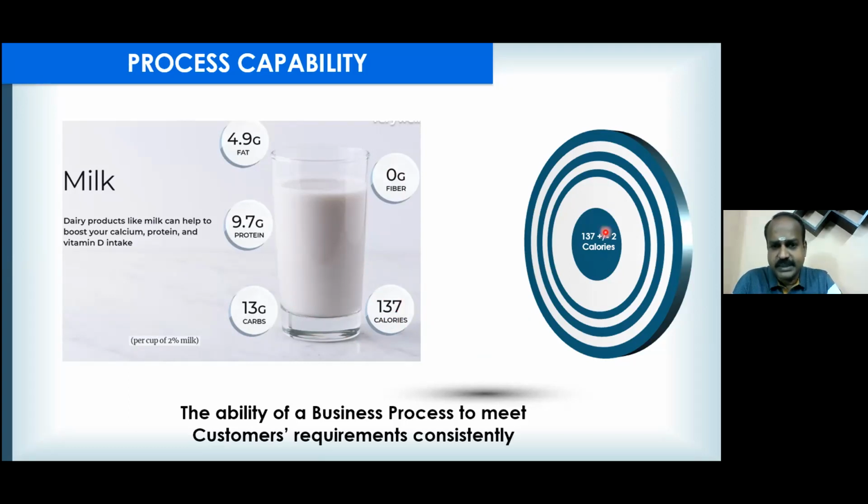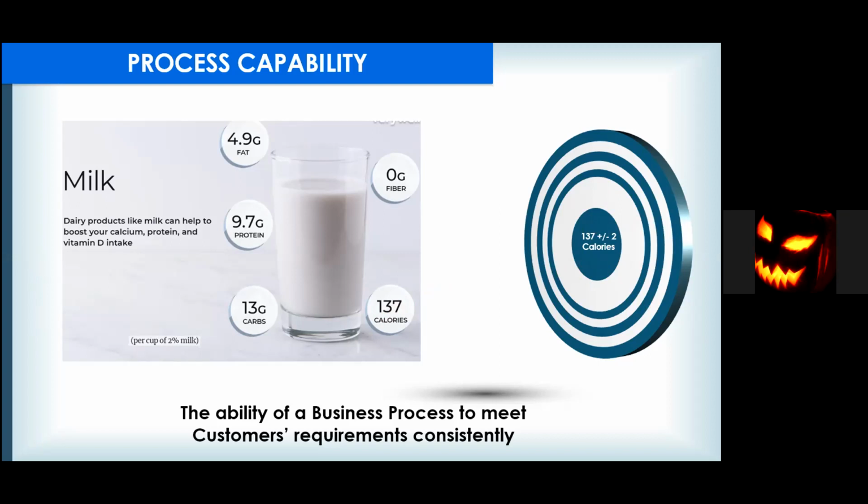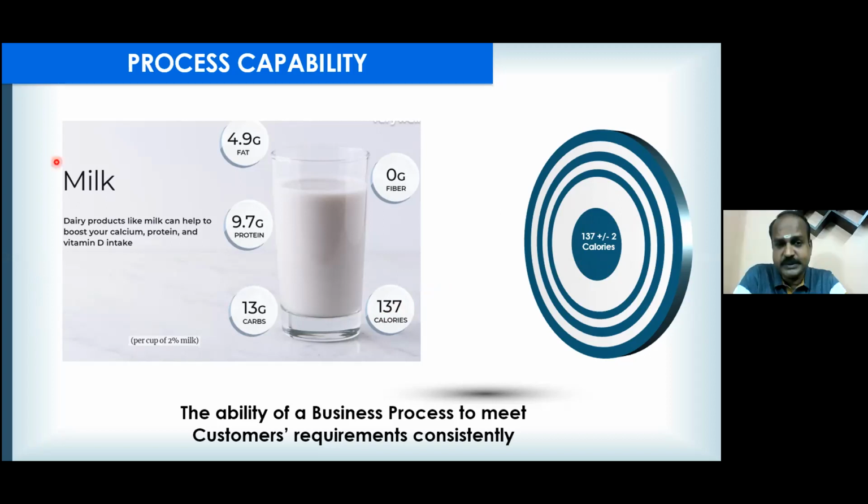Now the customer target is 137. Now somebody tell me what is USL here? Upper specification limit? Plus or minus 1 or 2. 139. USL, the upper specification limit, is 139. And now somebody tell me what is LSL? Lower... 135. Very good, beautiful. Now we are using our learnings from the first 45 minutes, right?